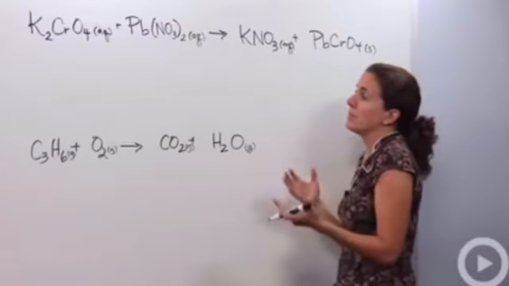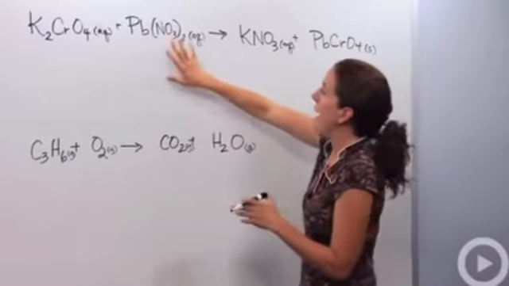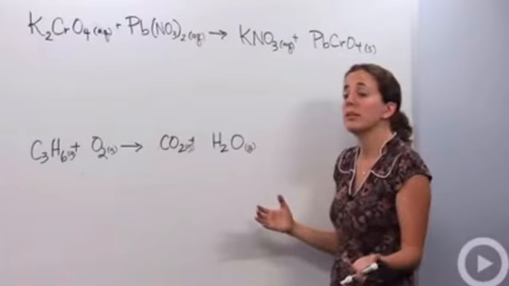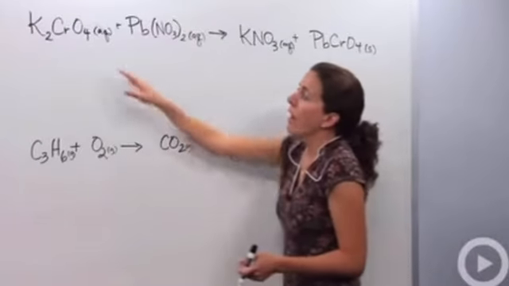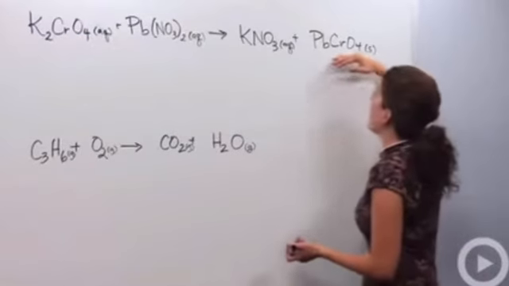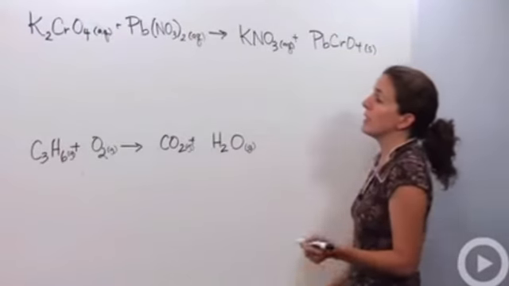We want to make sure we balance this properly, but there's a lot of atoms in this. So we want to make sure that's easy on ourselves. Before we jump right into it, we should notice a pattern. We have a chromate polyatomic ion here. We also have a chromate polyatomic ion here. I can just keep those together.